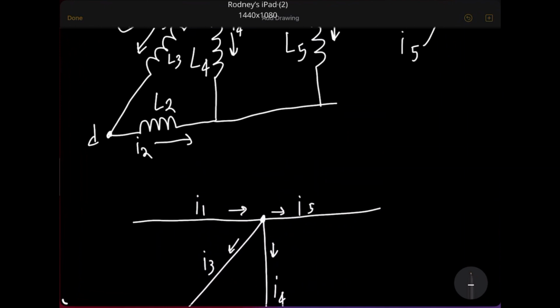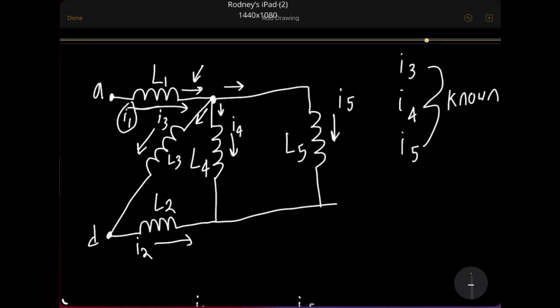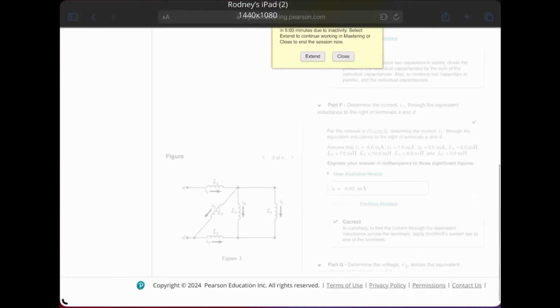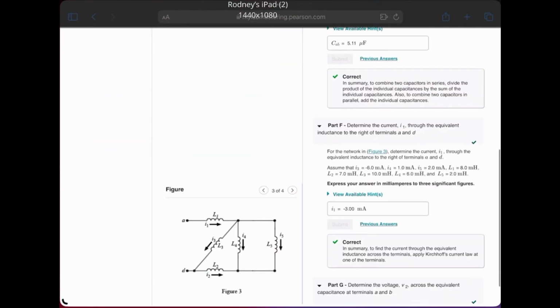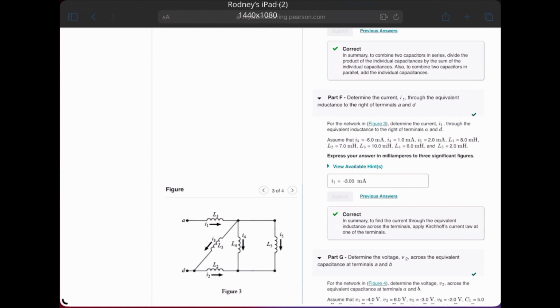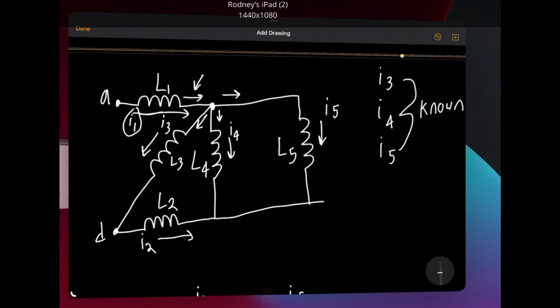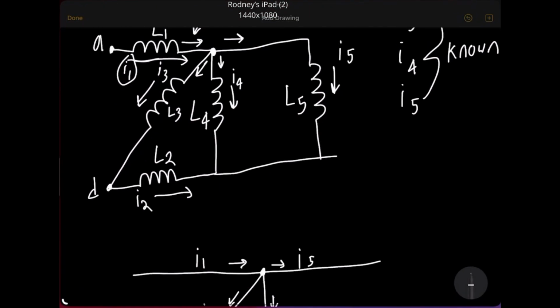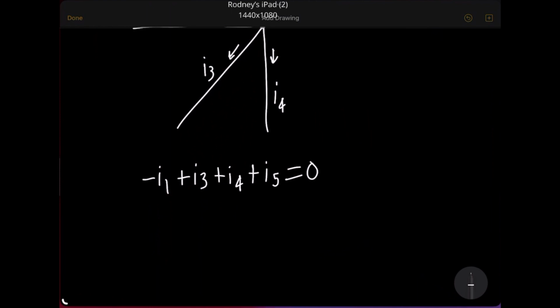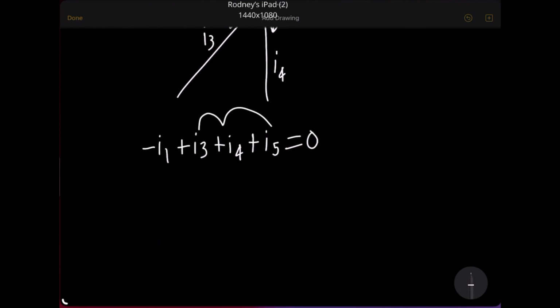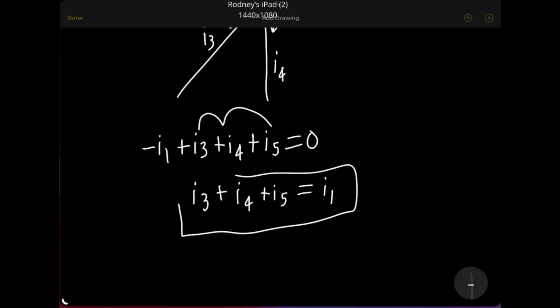So to figure out the one we don't know, which is I1, we must determine I1. So we know I3, I4, and I5. We can figure out I1. These are known, so we just plus the I1 over. So I3 plus I4 plus I5 is equal to I1. And there you go.